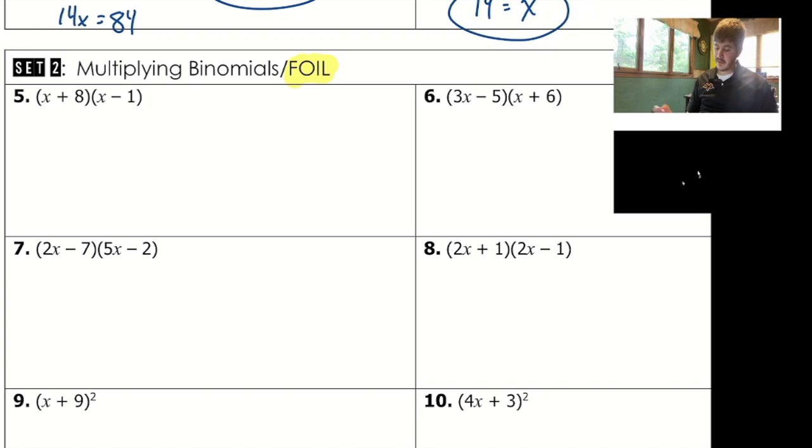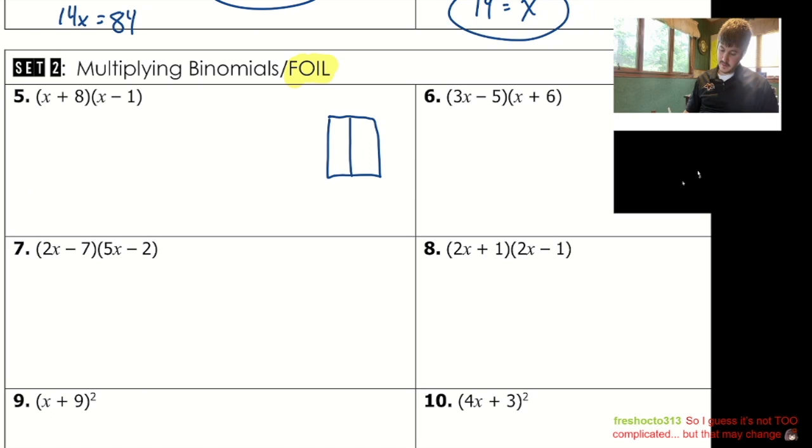You guys just know it as the box method, which I think you guys did this. You put an x and 8 over here, an x and negative 1 over here, and then you would do your multiplications.